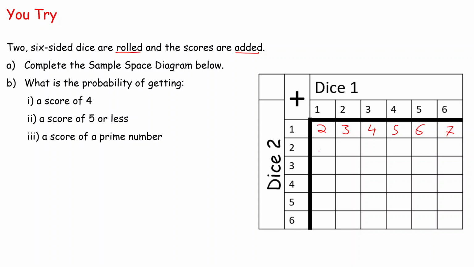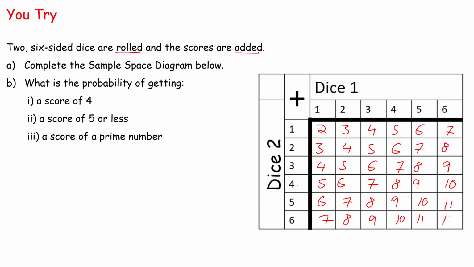A 2 and a 1, you're going to get a 3, 4. It's just going to keep going up in this sort of linear pattern. A 3 and a 1, it's going to be 4, 5, 6, and we keep going. Then a 4 and a 1, it's going to be a 5 and then 6, 7, 8, 9, and then 10. We keep adding the scores: 6, 7, 8, 9, 10, and then 11. 6 and 1, 7, 8, 9, 10, 11, and then a 12.